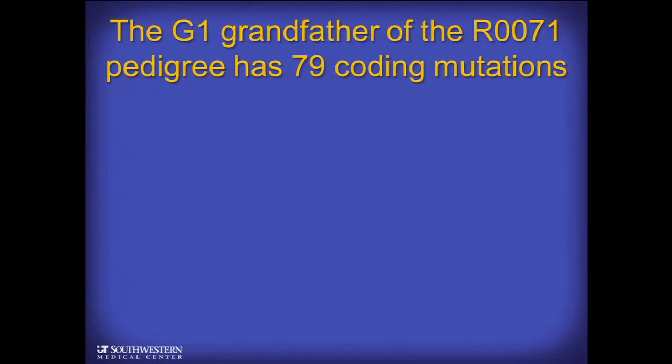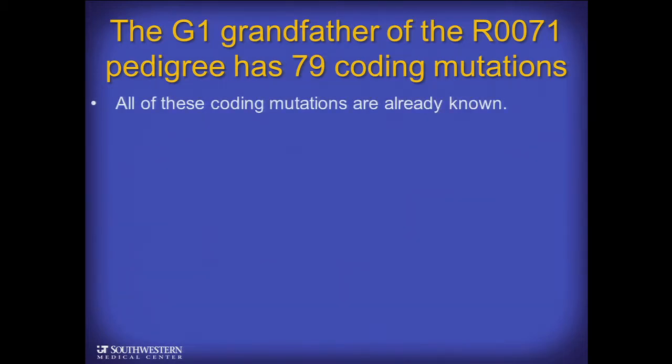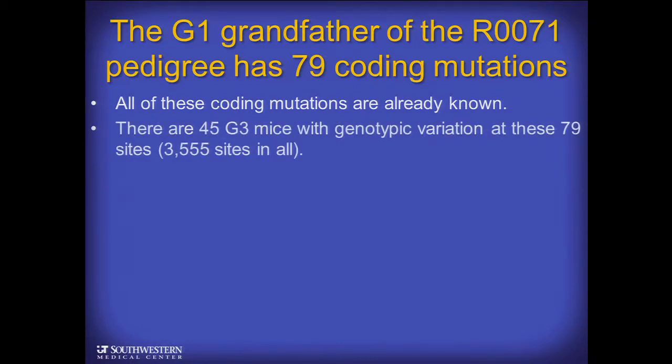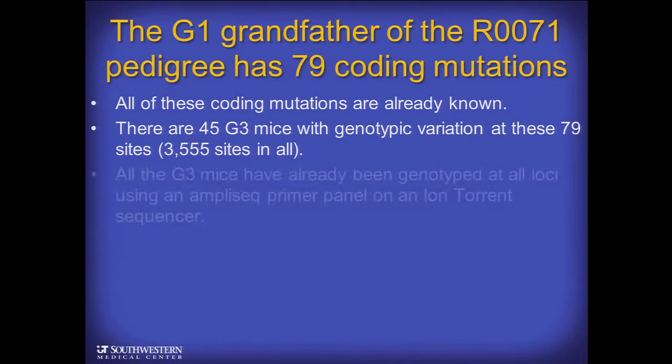And in the way we do things now, the G1 mouse had already been sequenced long before the screening was done, and we knew that that G1 mouse was contributing a total of 79 coding mutations to its descendants. And the question is, which of these mutations is responsible? There are 45 G3 mice with genotypic variation at those 79 sites. Unfortunately, these days, we also genotype all of those sites in all of those mice up front before any phenotypic assessment is done. This amounts to 3,555 sites in all.